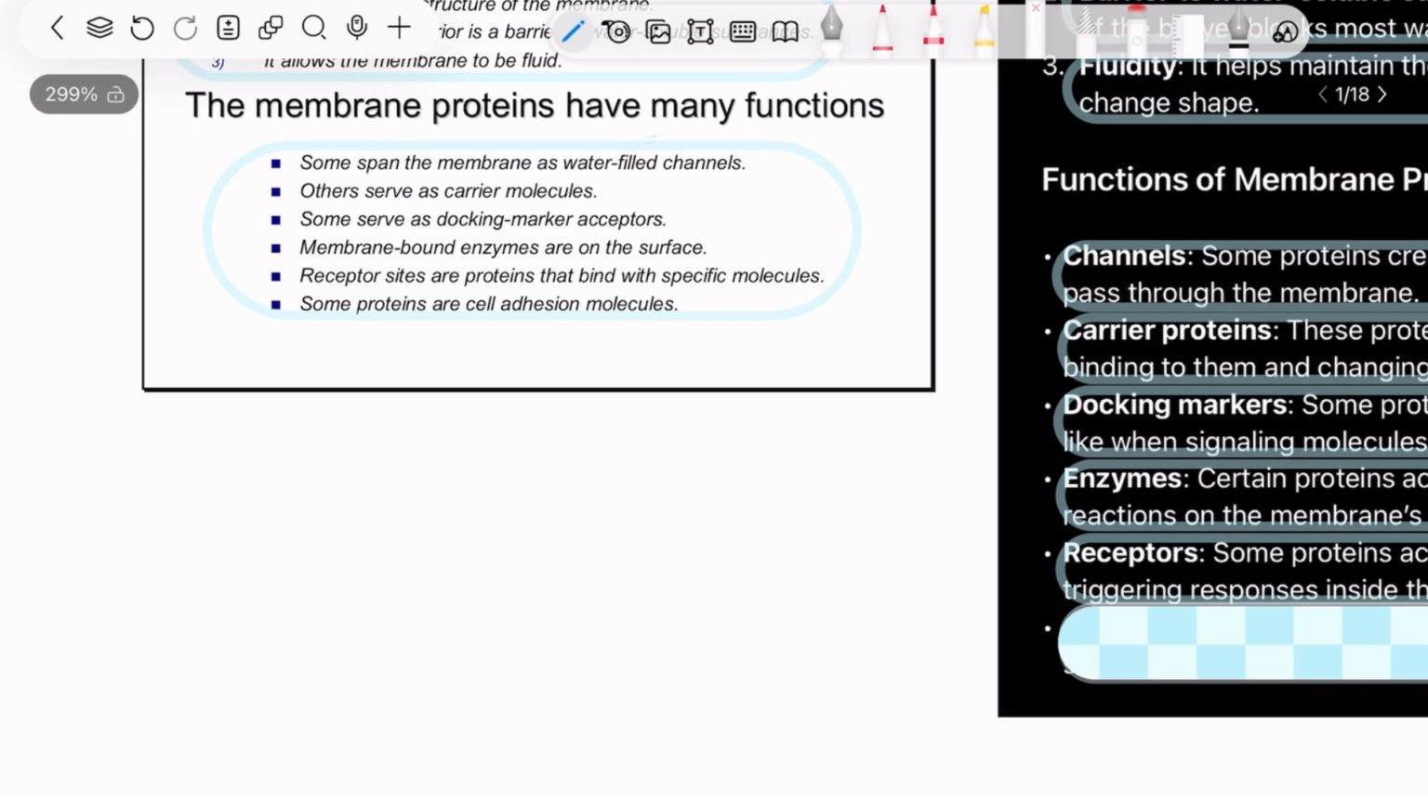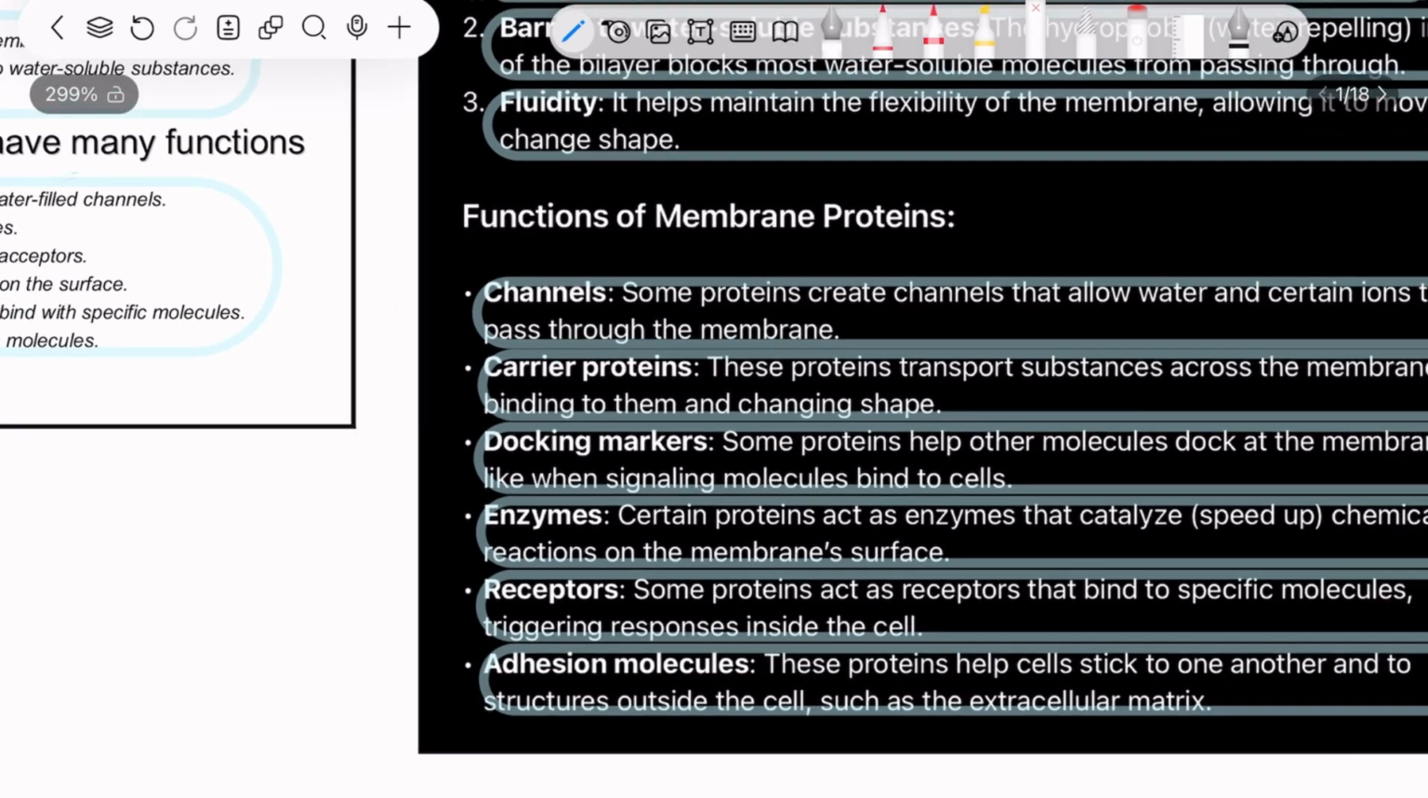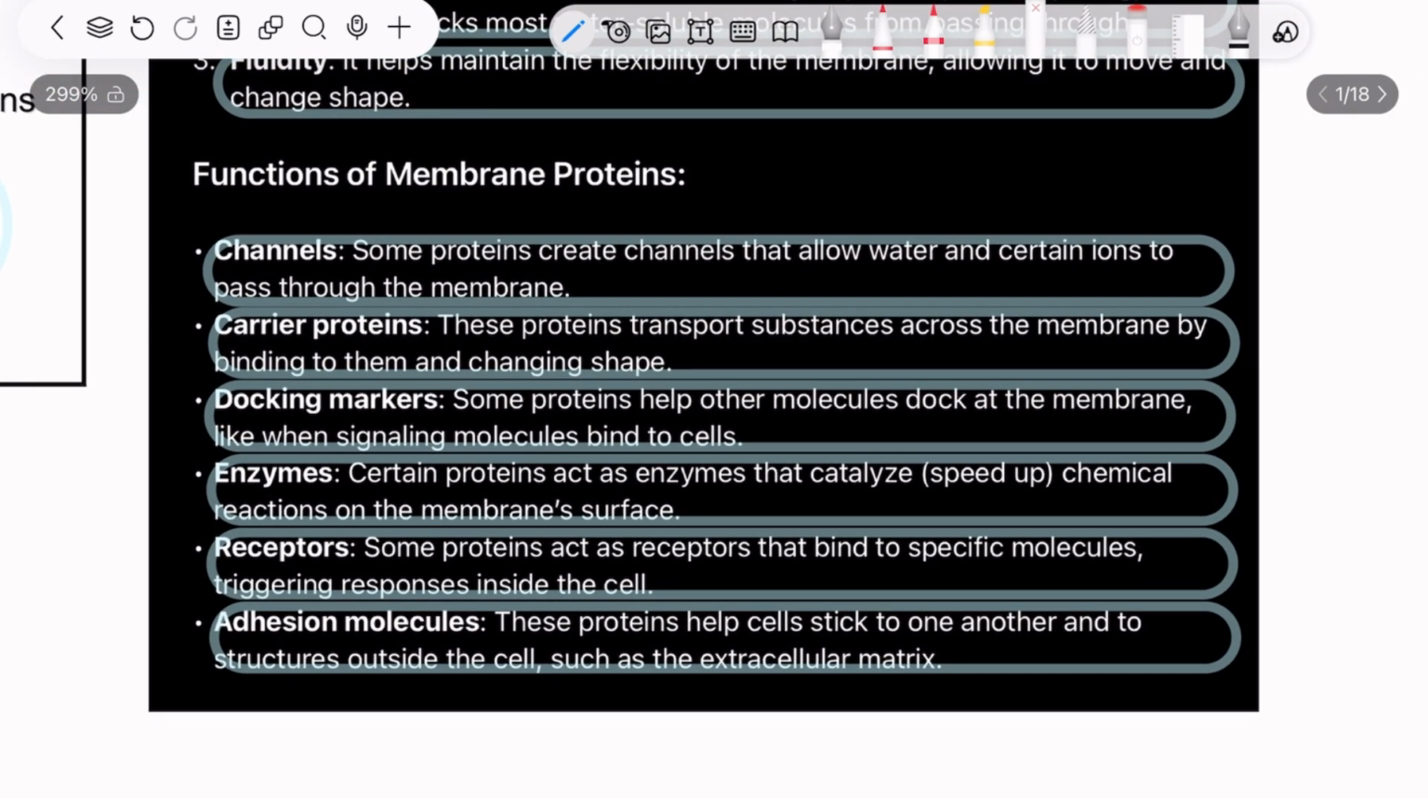Some proteins are cell adhesion molecules. Adhesion molecules. These proteins help cells stick to one another and to structures outside the cell, such as the extracellular matrix, which we'll go over in a bit.